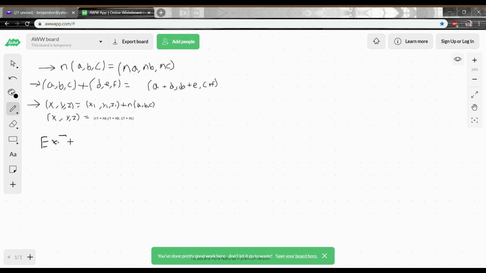example 3, for the line containing the points (4, 5, 3) and (2, -3, 1). Now, these might look familiar to you from the previous example when we were finding the direction vector. So let's save you some time.